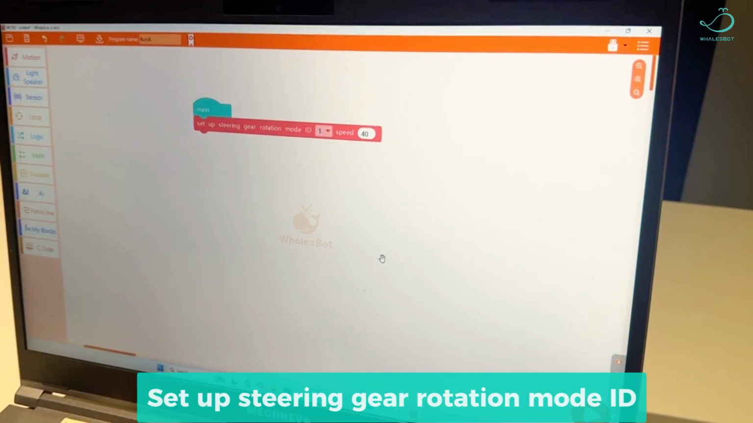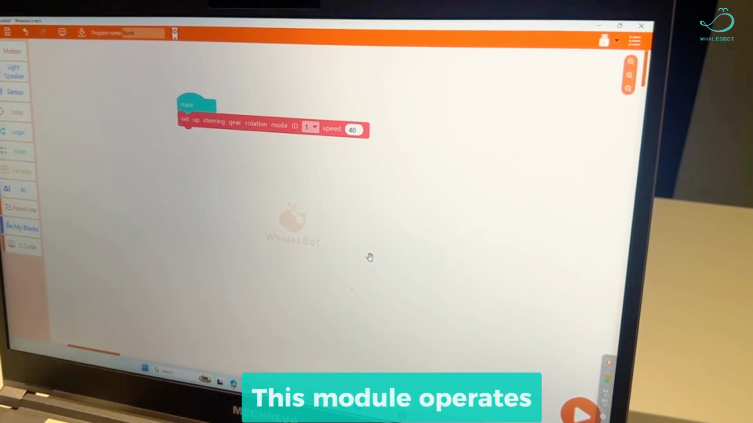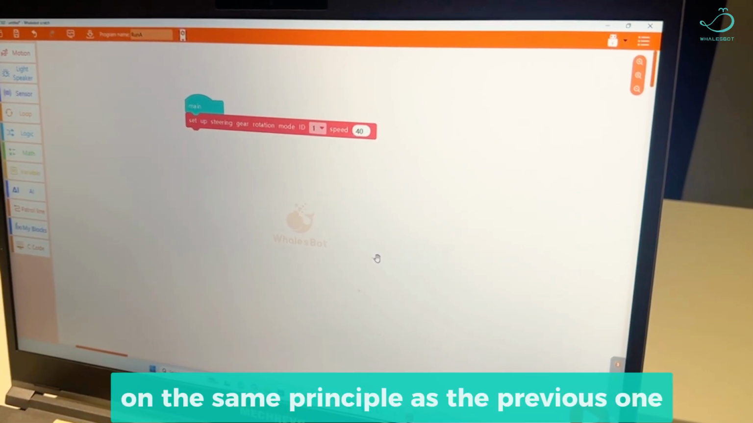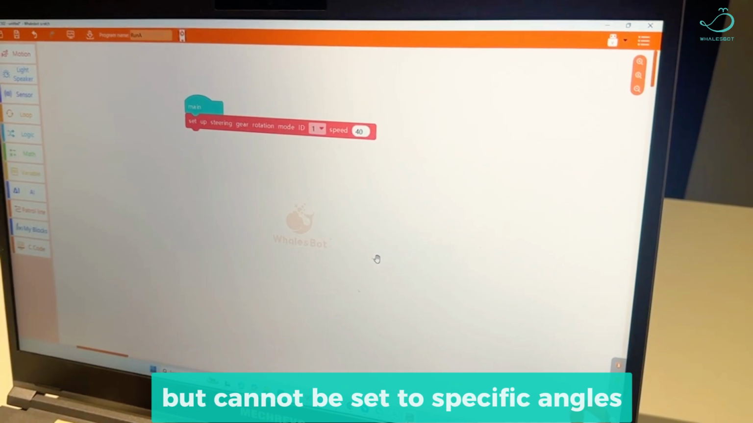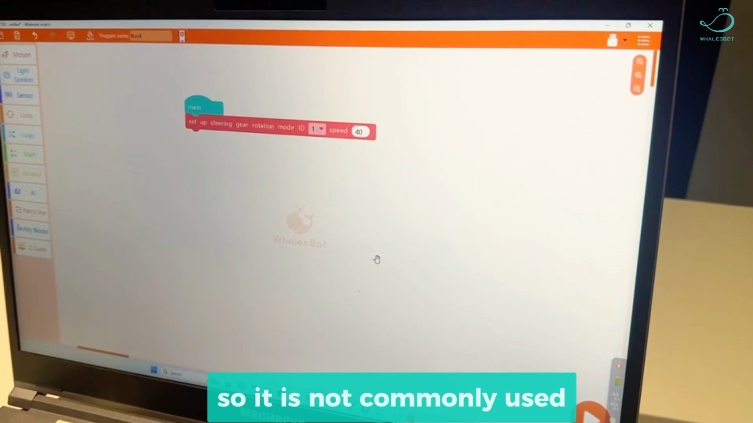Set up steering gear rotation mode ID. This mode operates on the same principle as the previous one, but cannot be set to specific angles, so it is not commonly used.